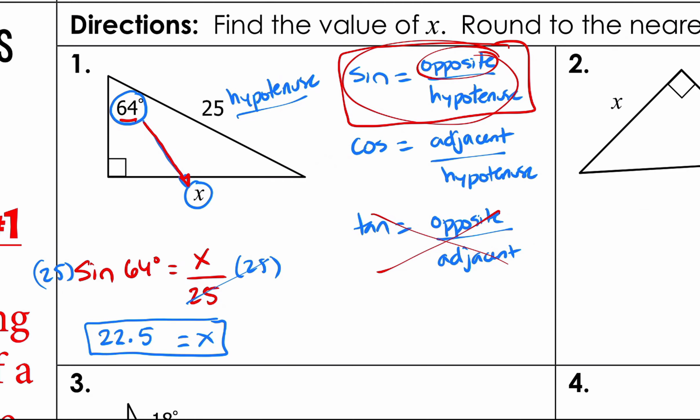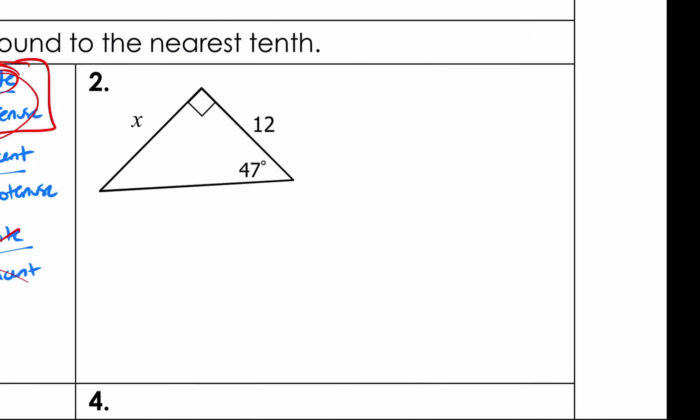Okay, so let's go on to number 2. So if we look at number 2, we have 47 degrees. That's always our focus. We always focus on the angle they give us. And then we see what sides they give us in relation to that angle. So if we look here, here's the right angle. The hypotenuse is always opposite the right angle. So this is the hypotenuse. The longest side is always the hypotenuse. So that means these other 2 sides are the legs. One of them's adjacent to the angle. One of them's opposite of the angle. So let's look.